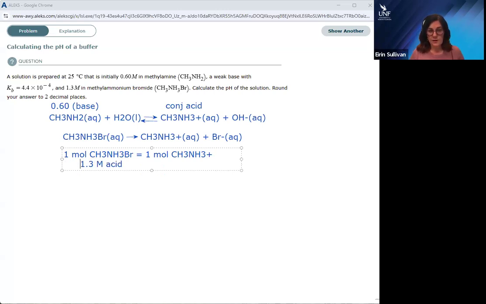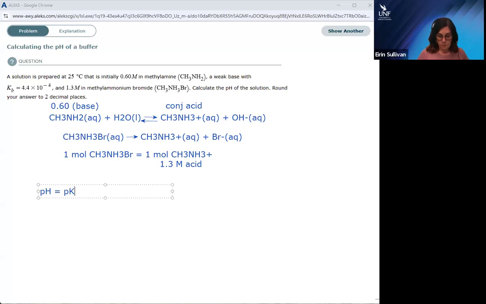I'm just going to scooch that along this side so we don't get confused. So the Henderson-Hasselbalch equation is pH equals pKa. It's always pKa plus log the concentration of the base over the concentration of the acid. So my base is going to be my methylamine, my acid is going to be my methyl ammonium cation, and I am going to need the pKa for that cation.